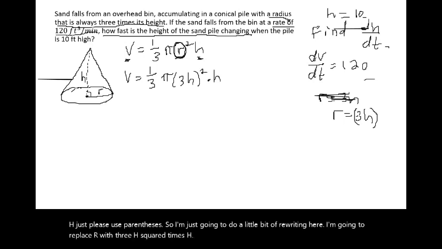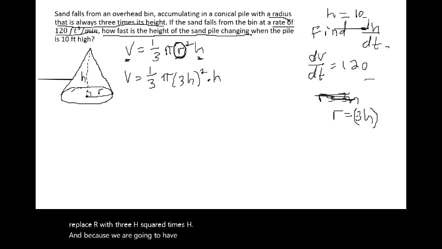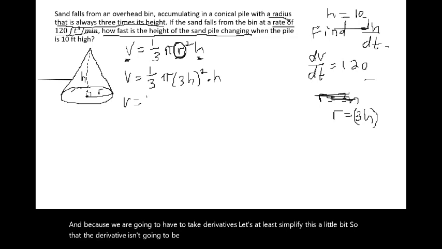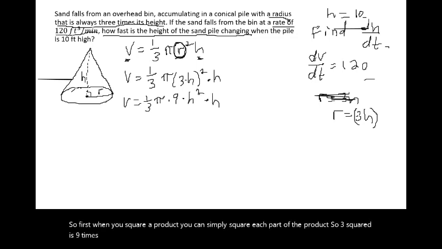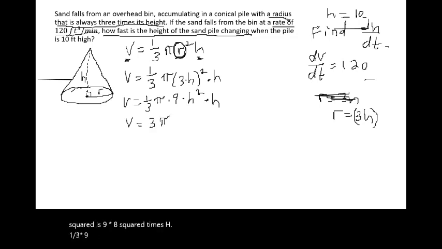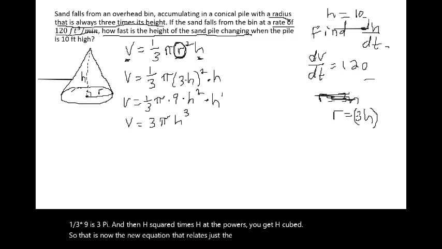And because we are going to have to take derivatives, let's at least simplify this a little bit so that the derivative isn't going to be too bad. So first, when you square a product, you can simply square each part of the product. So 3 squared is 9 times h squared times h. 1/3 times 9 is 3 pi, and then h squared times h, add the powers, you get h cubed. So that is now the new equation that relates just the volume and the height, the only two variables we care about.